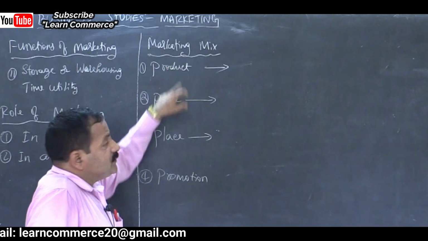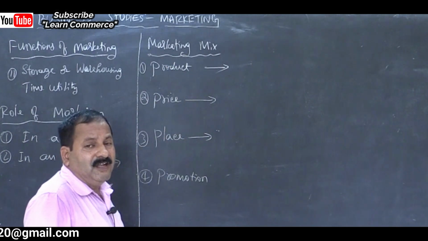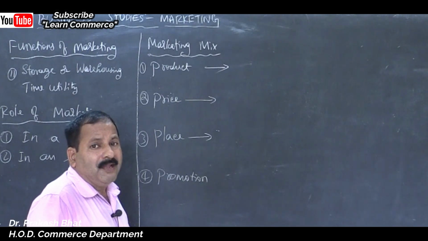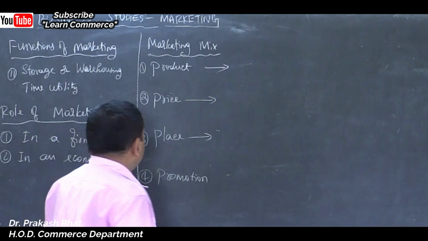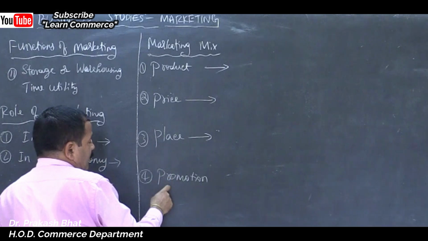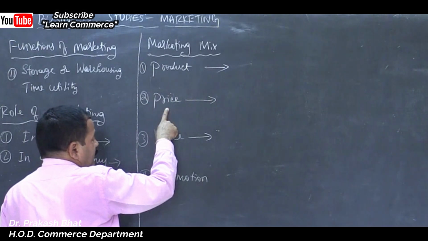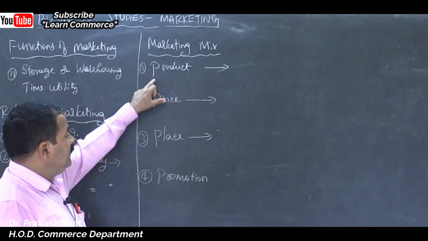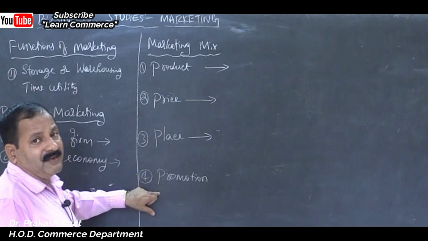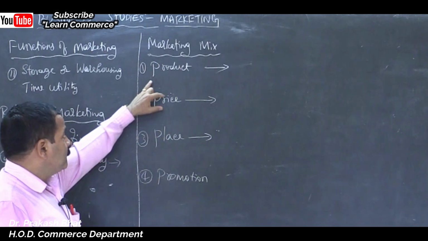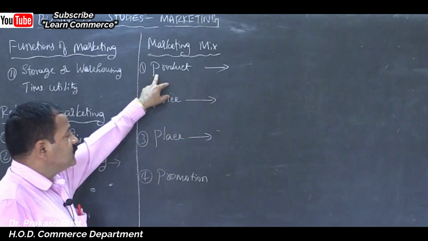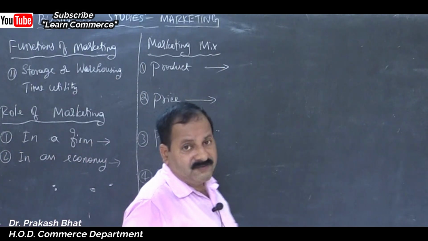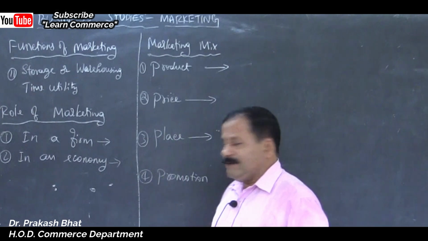Now, what is marketing mix? Marketing mix is the mixing or blending of 4 controllable variables. We call these 4 controllable variables. They are product, price, place and promotion. All start with P, so they are called the 4 P's of marketing. They may ask you what are the 4 P's of marketing. You have to say product, price, place and promotion.